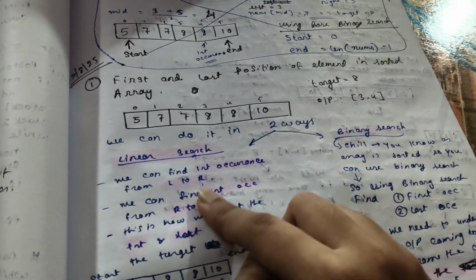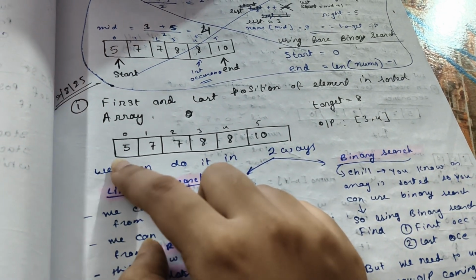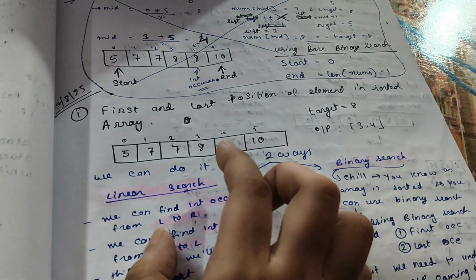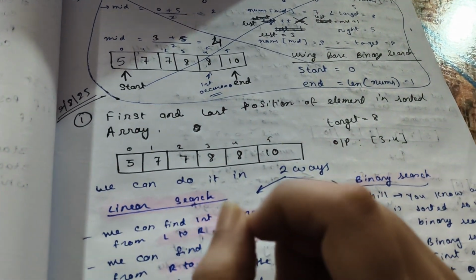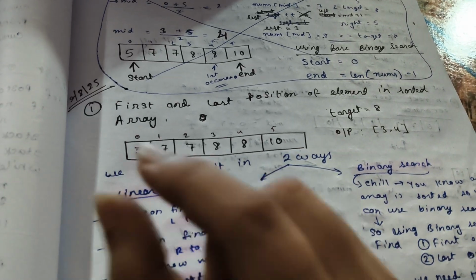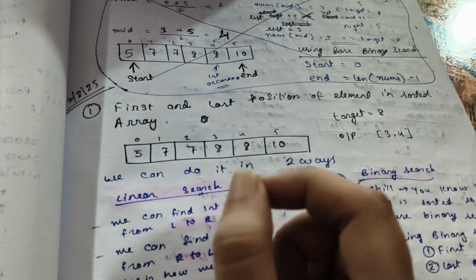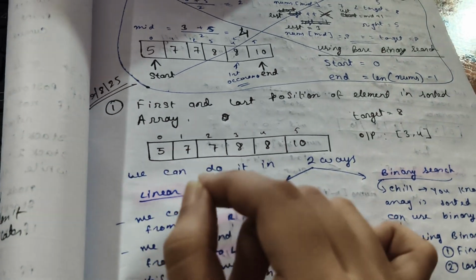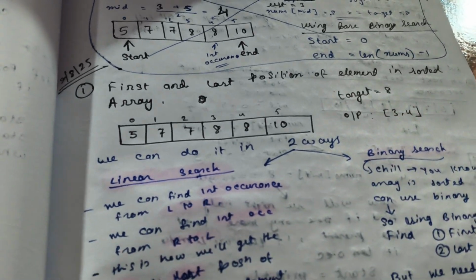In the linear search, what we are going to do is traverse the array from left to right and apply the linear search there. We know what linear search is: we are going to run the loop, and inside the loop we are going to check whether the element we are iterating currently is equal to the target element or not. Like that we are going to check in linear search.